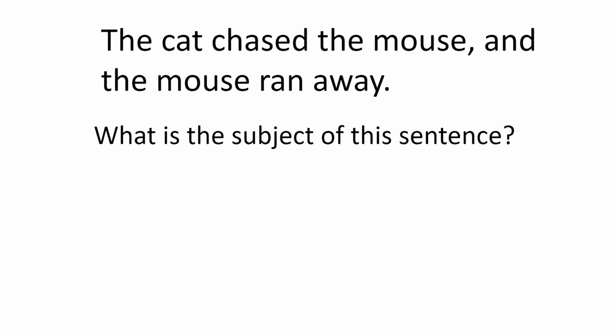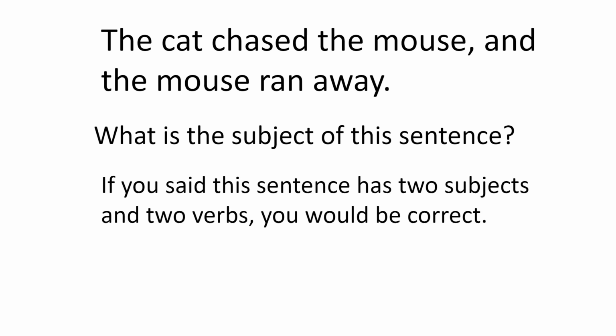So there is not necessarily only one subject of a sentence. Again, that's counterintuitive. You think it would just have one subject, but that's not the case. You can have multiple subjects. As long as you have a word that's doing or being something, it is a subject. So we have two subjects and two verbs. Cat chased, mouse ran.